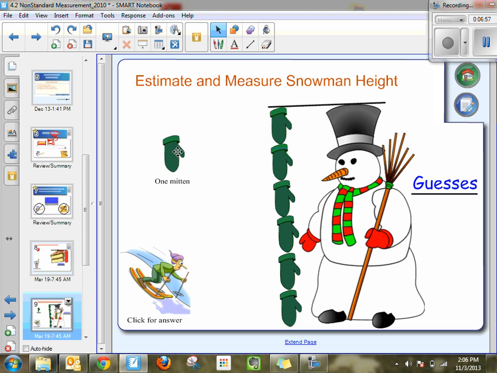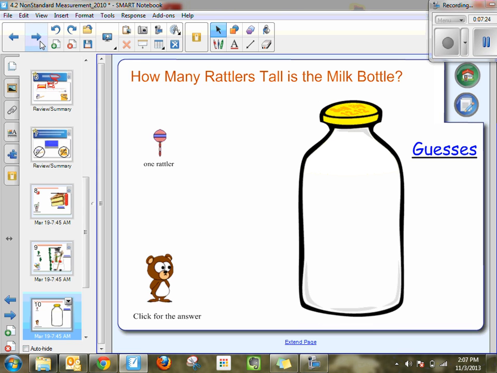So again, now we've moved over to mittens. And the reason again that this mitten is a non-standard unit is because if you told all your friends that you built a snowman that was 6 mittens tall, they would have no idea if they're talking about one that's really, really tall, or is your snowman really, really short. How big is a mitten? So again, a mitten is a non-standard unit.